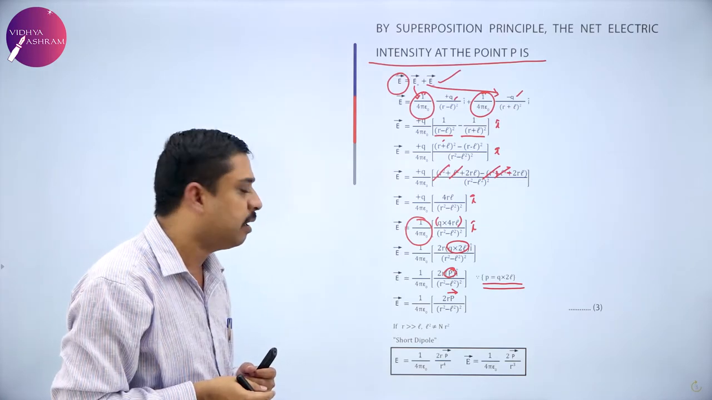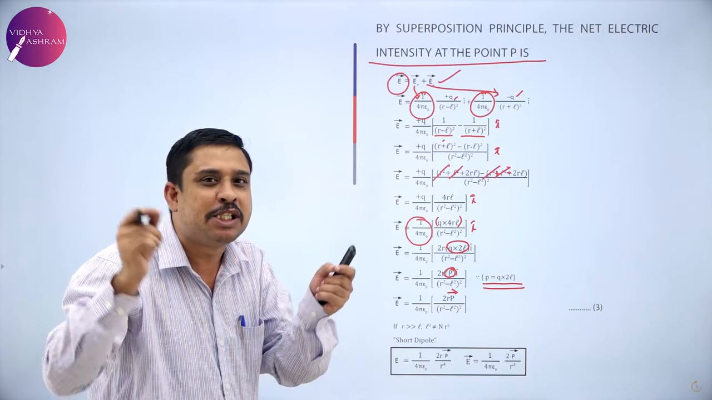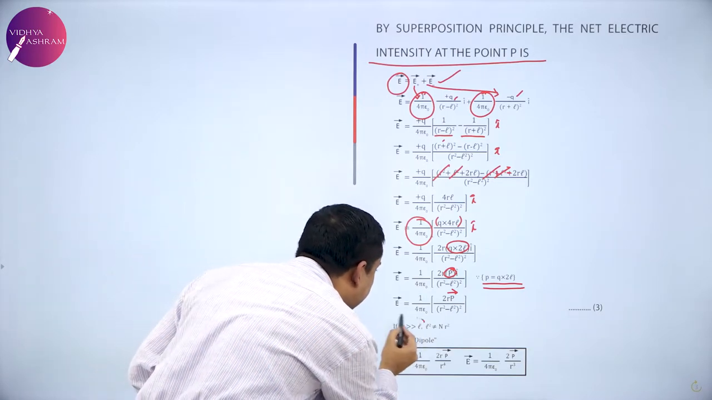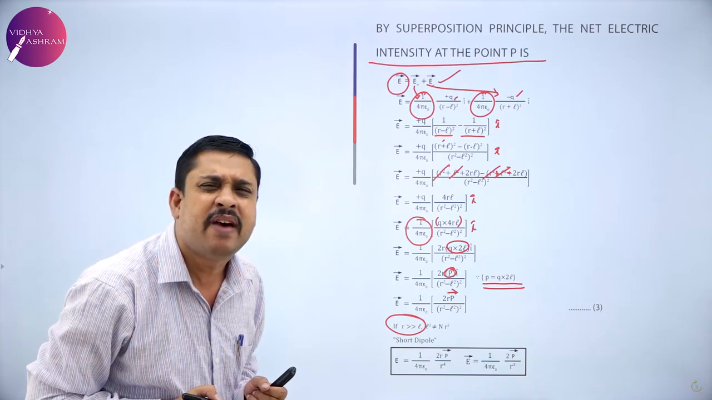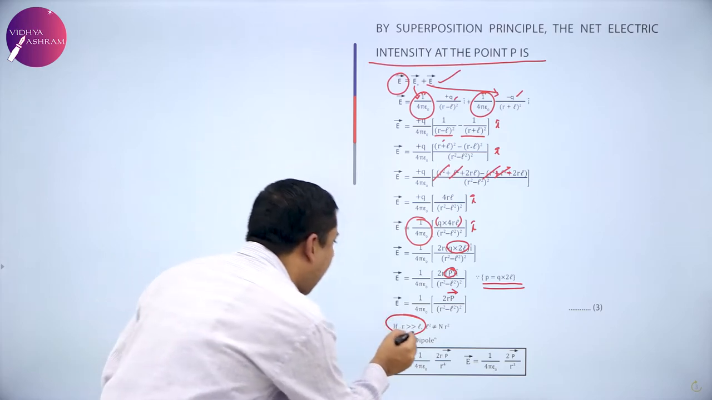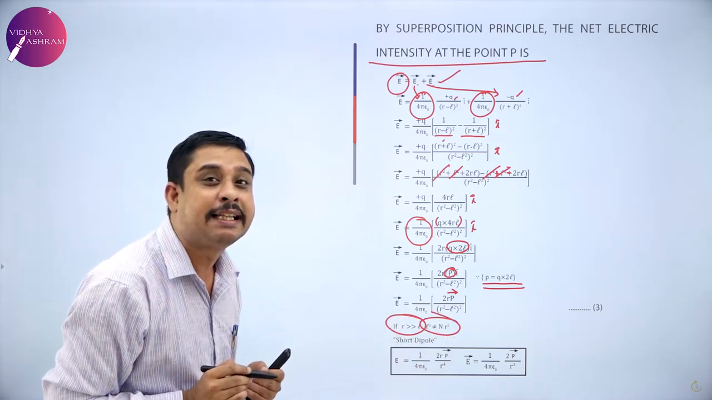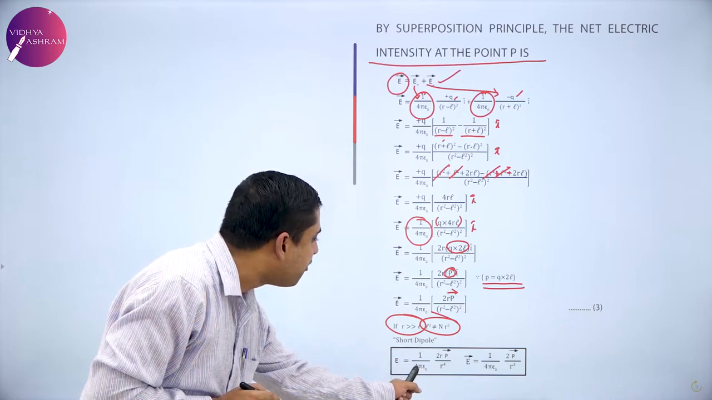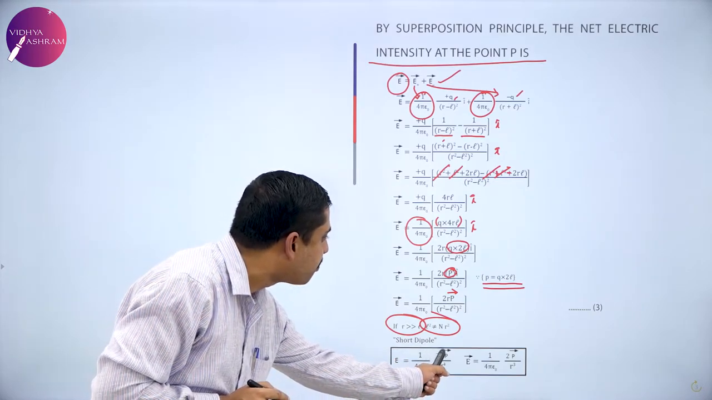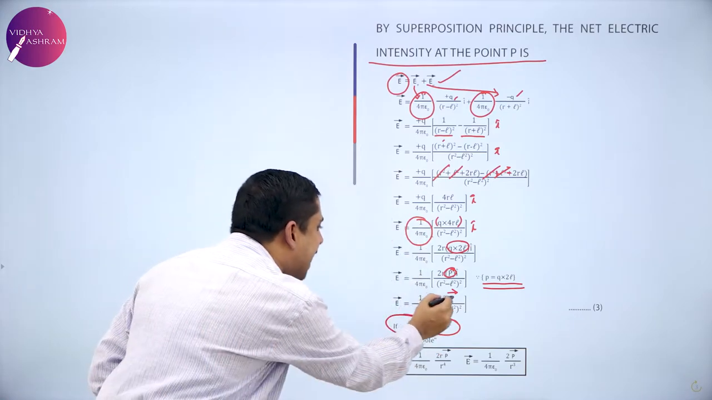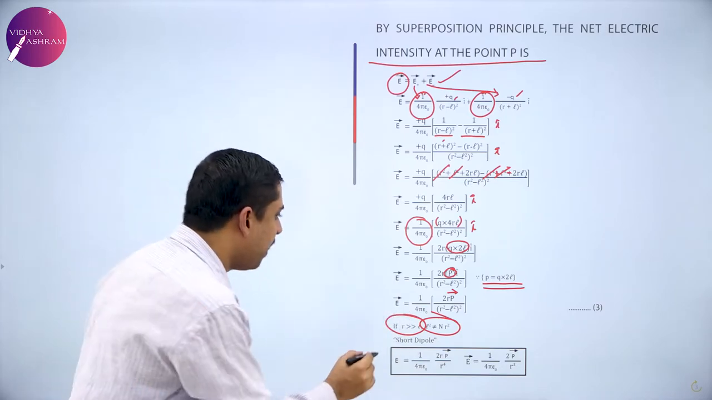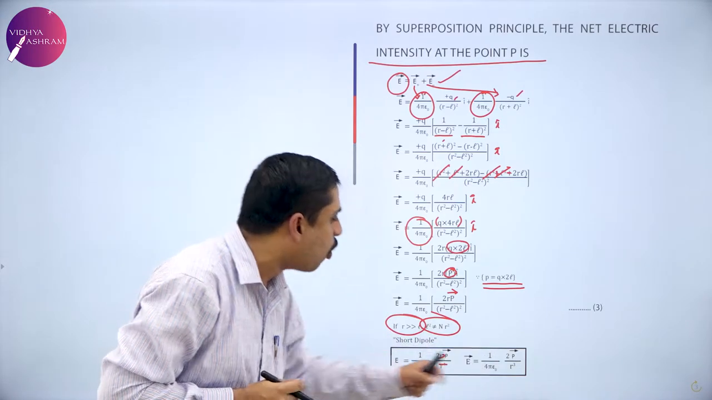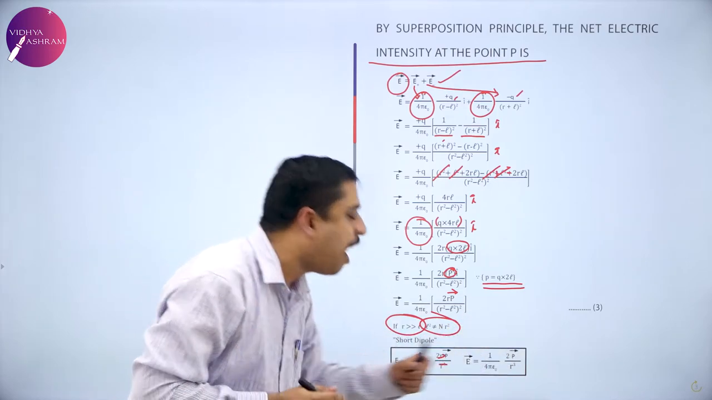Now, if you go back to the diagram, very clearly, the distance between the geometrical center and the point is greater than L. R was very, very greater than L, which means R square is greater than L square. So I'm neglecting it. Neglecting L square, 1 by 4 pi epsilon naught, 2RP, this becomes R to the power 4. L square to the whole square is neglected. R and R gets cancelled. So E is equal to 1 by 4 pi epsilon naught 2P by R cube.